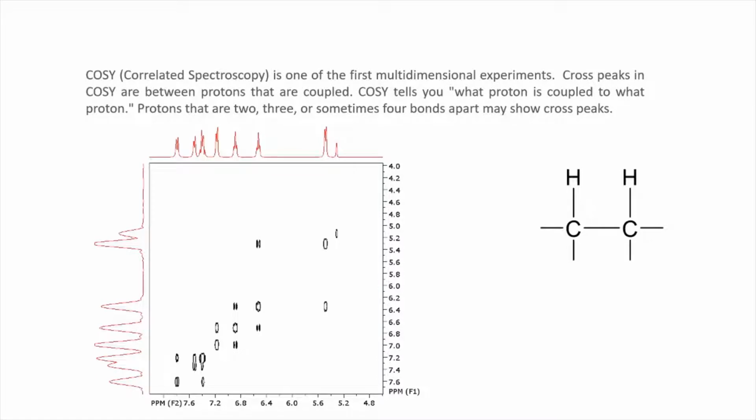Hello everyone, I'm back with the second video on COSY, but today it is not the processing video. In this video, I'm going to show you how to interpret the COSY spectrum, what the application of this kind of COSY spectrum is, and how you can identify the compound's proton positions by using this COSY spectrum.